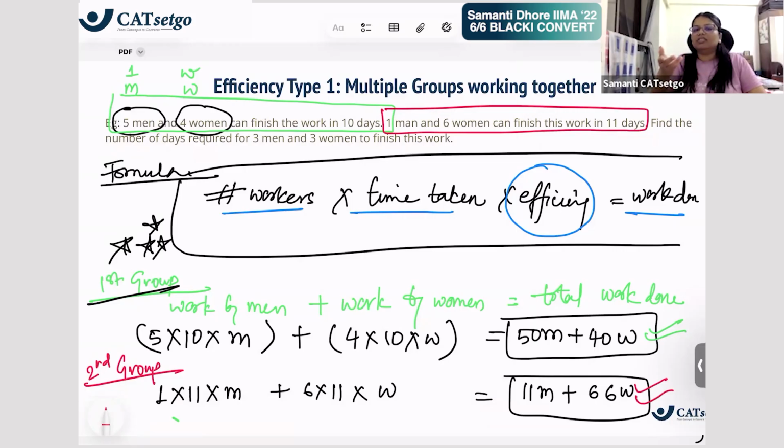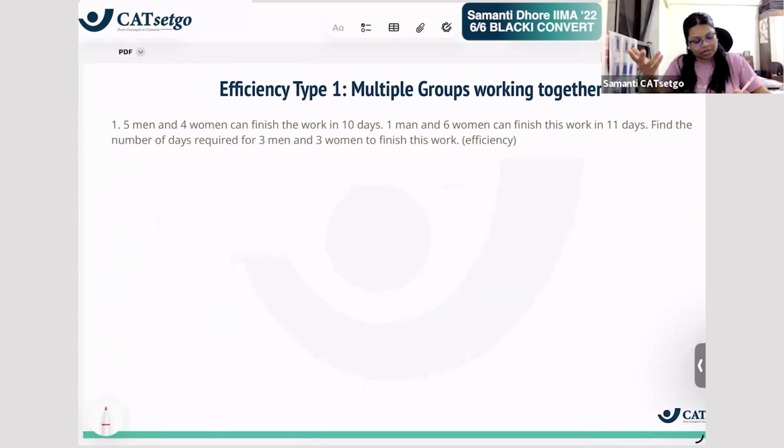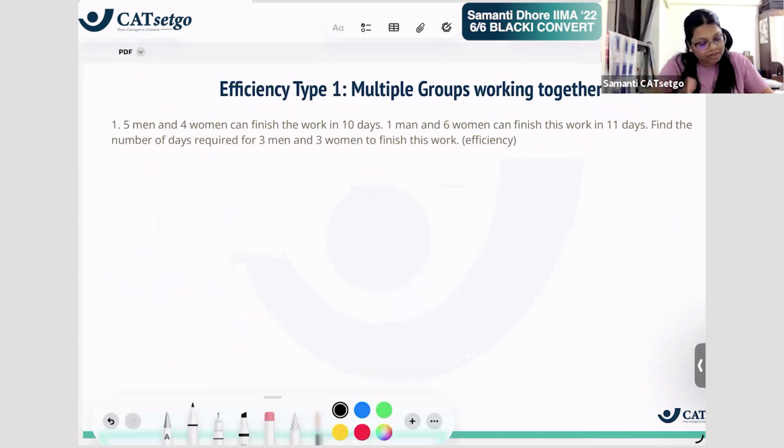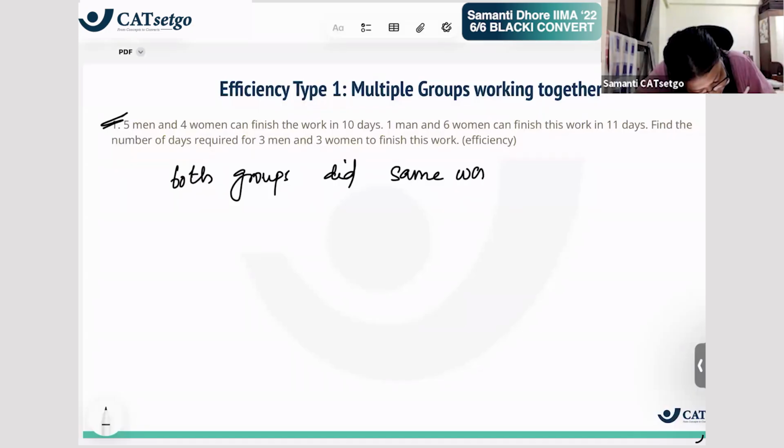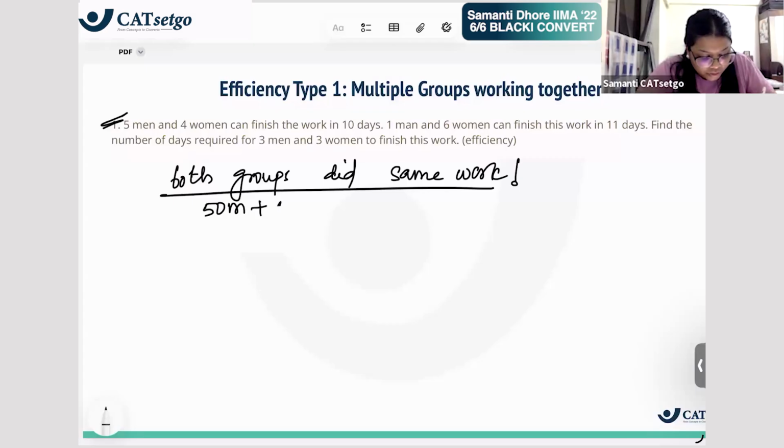Now, what is the condition? The condition says that both of these groups did the same work. Did both of these groups do the same work? Yes. Both of these groups did the same work. So basically we are saying, it's the same question here. Both groups did the same work. इसका मतलब 50M plus 40W is equal to 11M plus 66W.